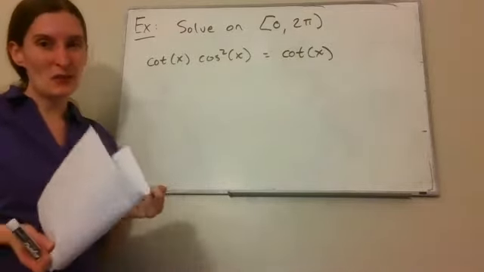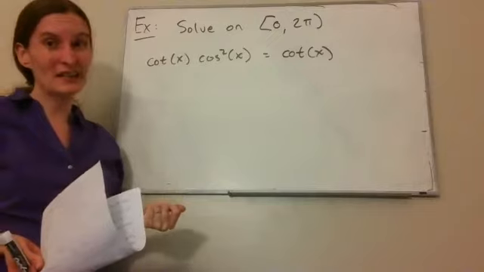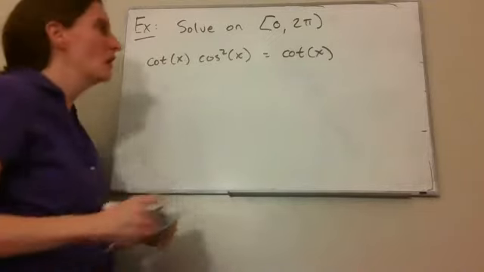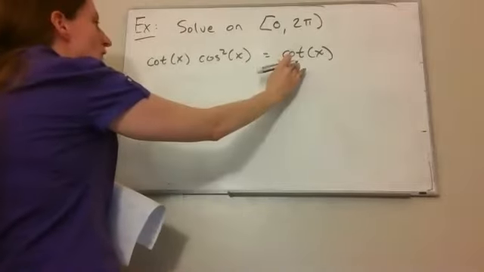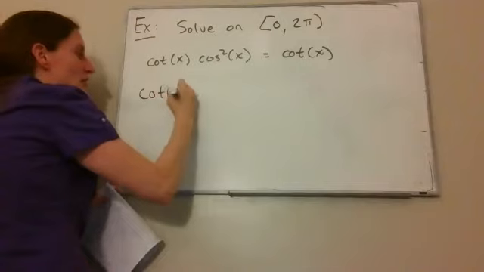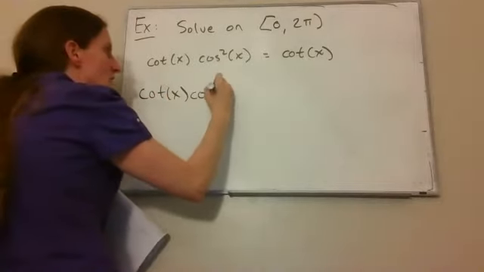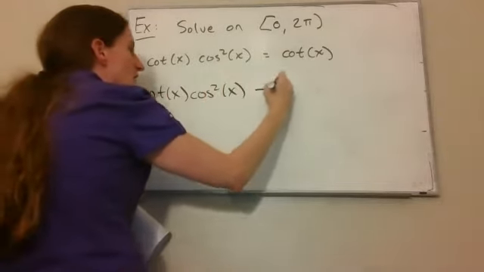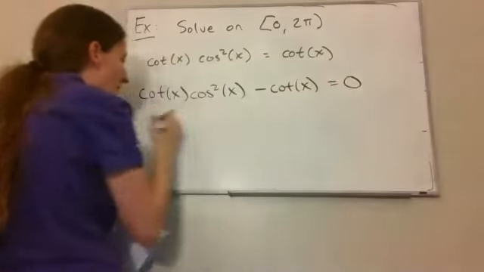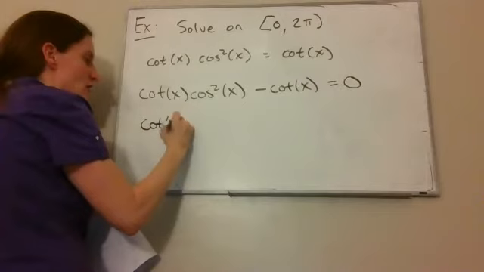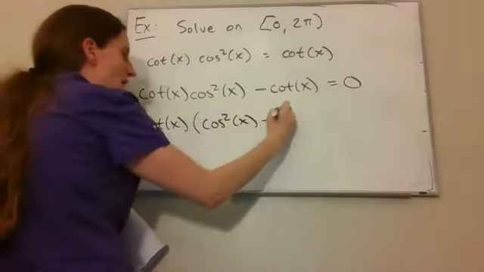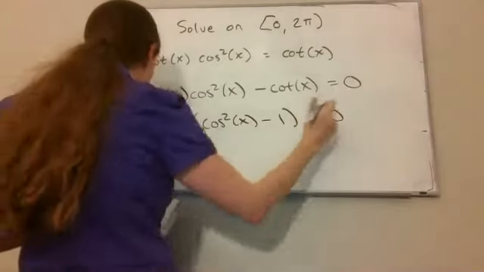but we can't do that because cotangent of x could possibly be 0, and we don't want to be dividing by 0. So instead, I'm going to move this cotangent x to the other side, and then I can factor. So I can factor out a cotangent of x, leaving cosine squared x minus 1 equals 0.